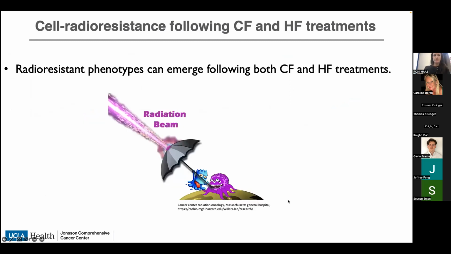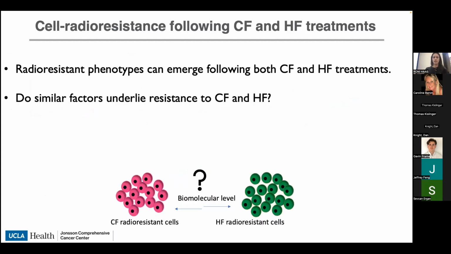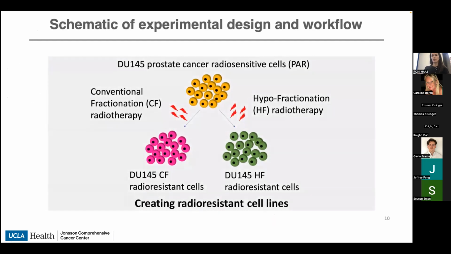But in any event, radioresistance phenotype can still emerge following both CF and HF treatments. And although the studies that you just saw tested the patient outcome differences, no one has tested the biomolecular level differences between the cells that are treated with CF or HF radiotherapy. Therefore, we do not know if similar factors underlie resistance to CF and HF. And it is important to know what these factors are to find the right treatments for patients. And here comes our study to fill this gap.